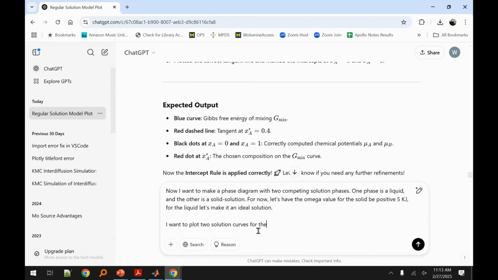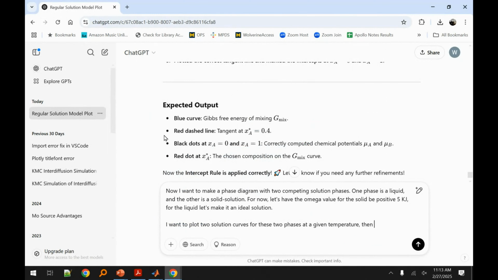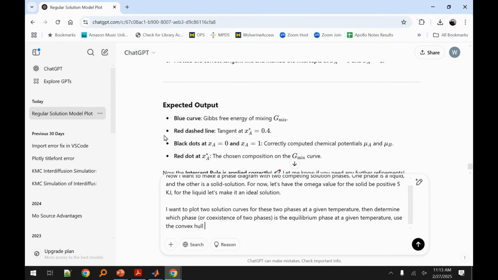Then, in class, what we would say is we would plot these two curves. You would take the convex hull. The convex hull is the lower convex envelope, and that would produce these two-phase coexistence lines. And then use that to plot the phase diagram. So determine which phase is the equilibrium phase at a given temperature, and which phases are in coexistence of two phases, and then use the convex hull algorithm to do this. Okay, so again, because I know precisely what to type, I can tell it to do this.